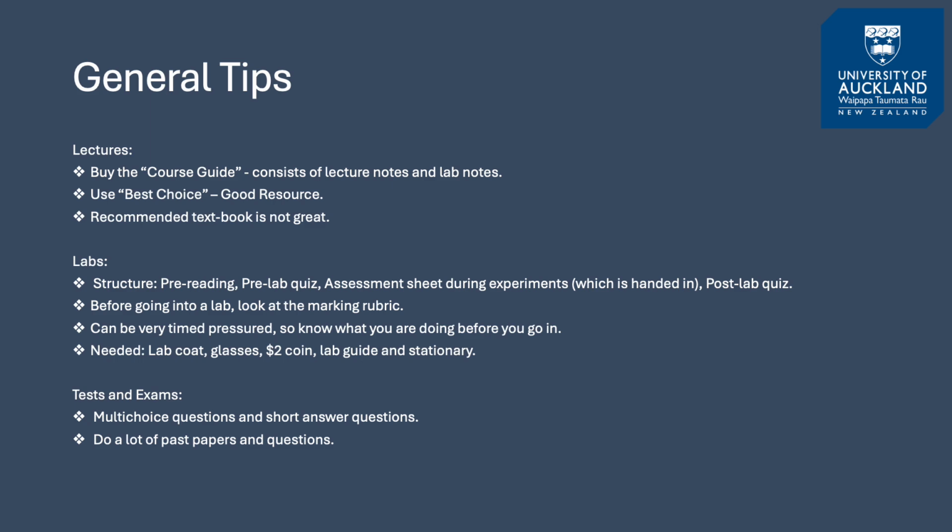In terms of labs, how it works is that you'll have a pre-reading, a pre-lab quiz, you'll have an assessment sheet during experiments, which is handed in at the end of the lab, and then you'll have a post-lab quiz. So before going into a lab, look at the marking rubric. This essentially tells you how you're going to be marked, so you need to be able to tick all these off. The labs can be very time pressured, so you need to know what you're going to do before you go in. You need a lab coat, glasses, a $2 coin, lab guide, and stationery.